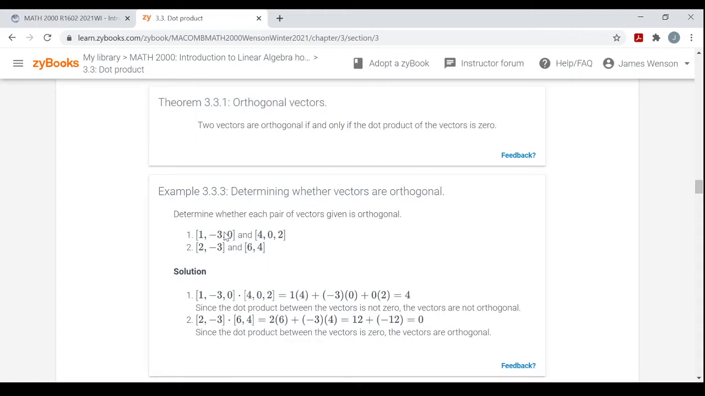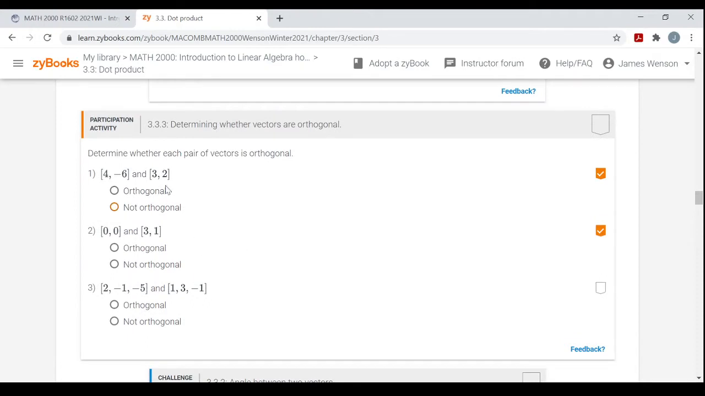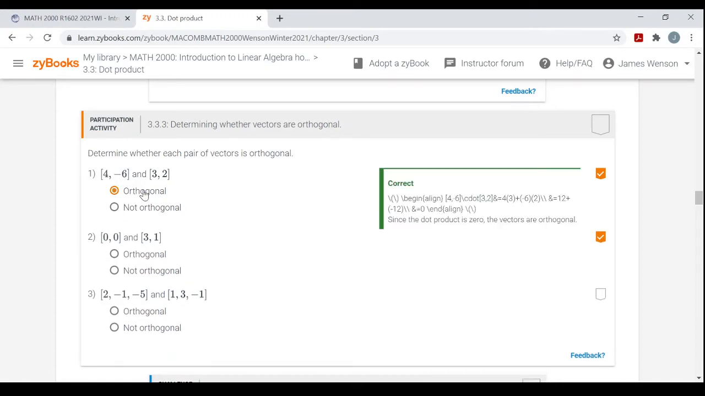And as I mentioned earlier, the dot product of these two vectors is positive, so the angle between them will be an acute angle, less than 90 degrees. For number 2, you have 2 times 6 plus negative 3 times 4. That's 12 plus negative 12. That is 0. These are orthogonal. If you drew them out in standard position, they would form a 90-degree angle, and I'll leave that to you to draw. Again, very simple: 12 minus 12 is 0, so these are orthogonal.